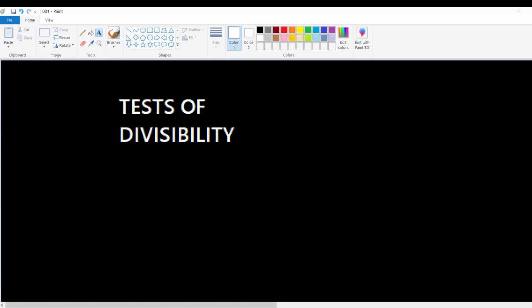So I have a few numbers and how to check if they are divisible by them or not. We'll have some hacks, and in the end we'll do two, three examples to give you the idea of the thing. Let's start with 2. We will discuss 2, 3, 4, and 5.